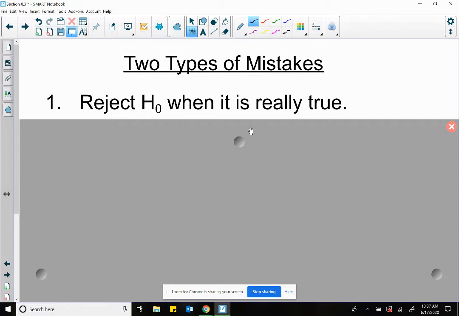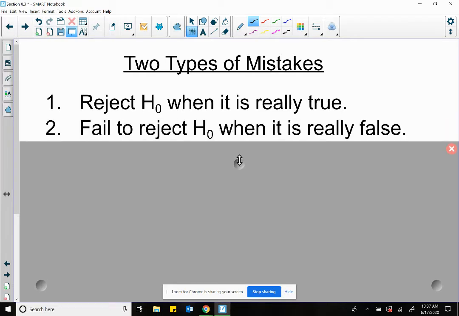And that's why we choose a very, very small significance level like 0.01, which is 1%, or 0.05, which is 5%, or 0.10, which is 10%. We try to make sure that that probability is really small. But the other kind of mistake is, what if we failed to reject the null hypothesis?